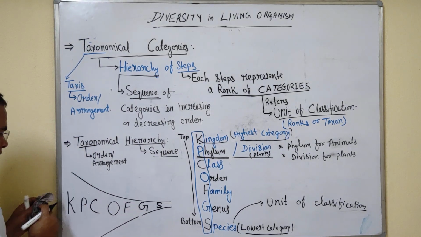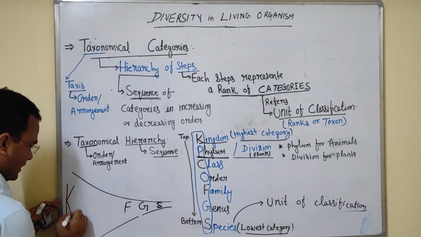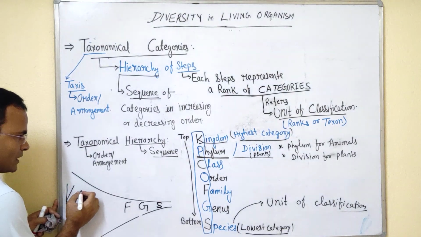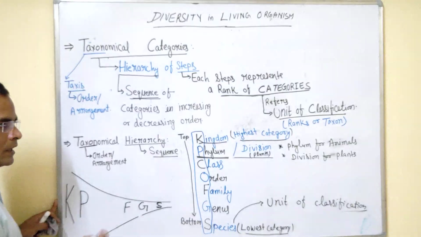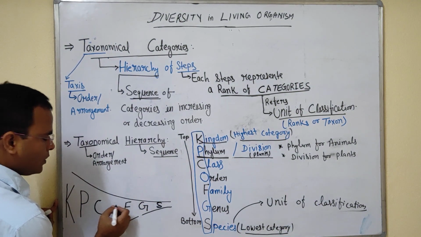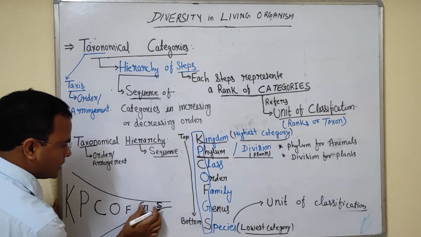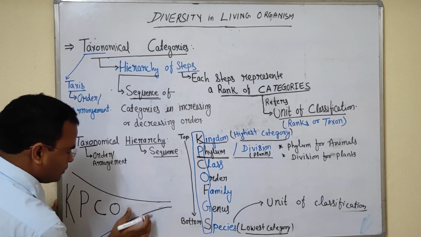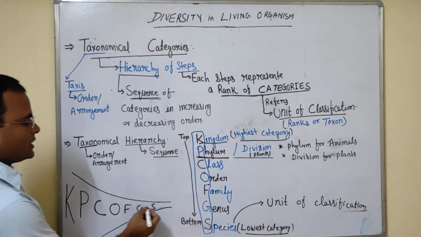So you can see kingdom is big. Wait, I'll draw according to their area. Kingdom is bigger, with more common characteristics. Then phylum, fewer common characteristics. Then class, still fewer characters. Now order, again fewer characters. Family, again fewer characters. Genus, so also. And species will be so small that it will not be visible. G and S. So you can see species is the lowest one.